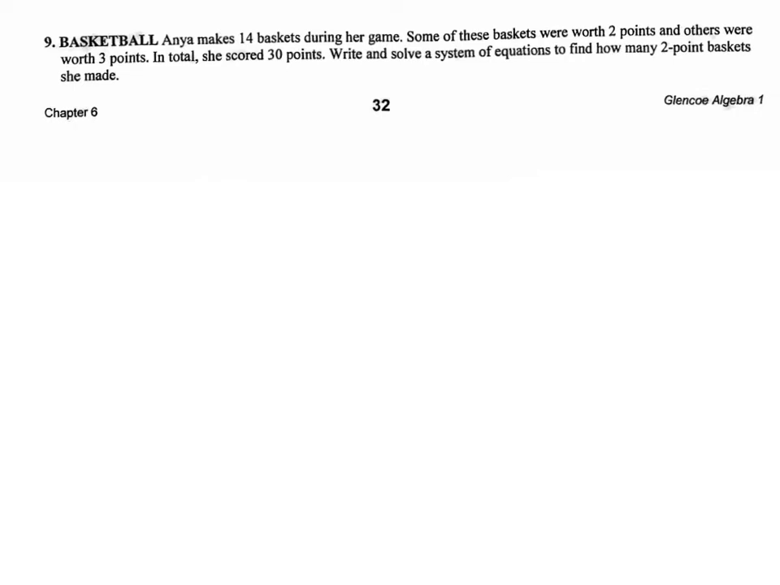On the class opener, we had a guy that had nickels and dimes, and he had this much money in there, and we labeled the number of nickels N, labeled the number of dimes D, and we created our system of equations. So what we're going to do right here is first of all read. It says, Anya made 14 baskets during her game. Some of these baskets were 2 points, obviously 2-pointers, and others were 3-pointers. In total, she scored 30 points. Write and solve a system of equations to find how many 2-point baskets she made.